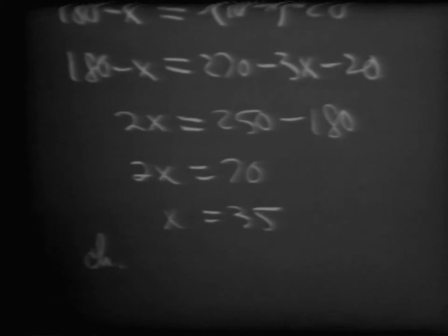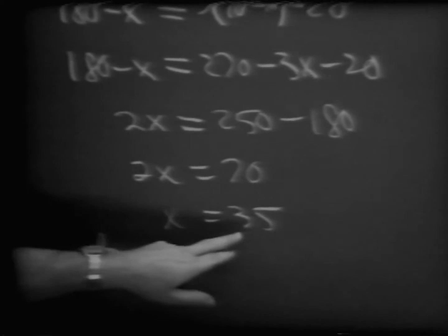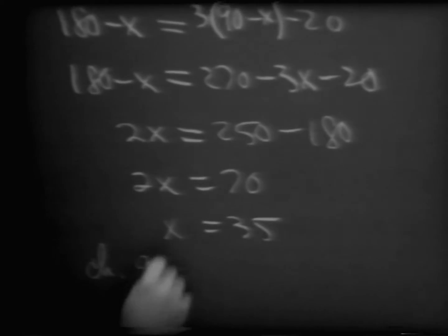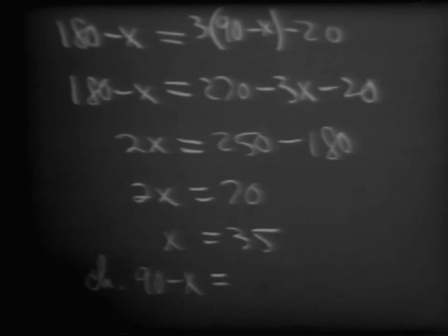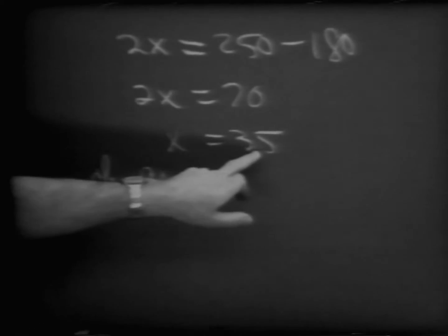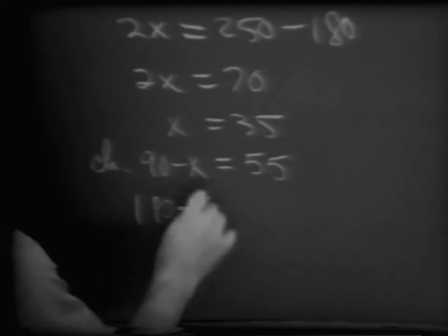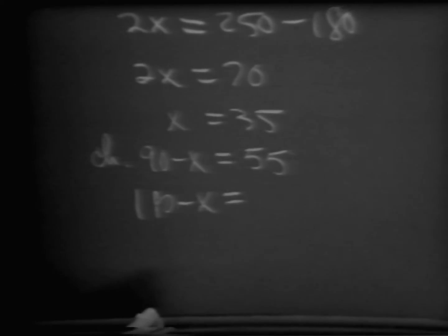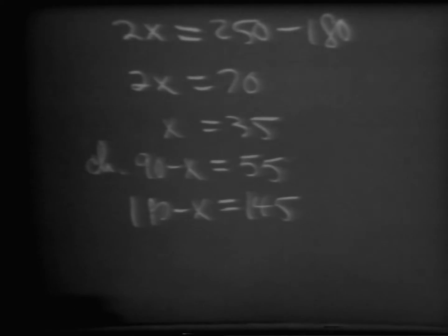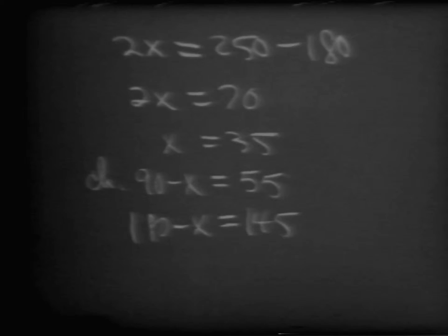Brenda's not quite convinced of this equation. Now, if the number is 35, that's the angle itself, all right? 90 minus x is going to be what number? All right, this is the complement. 90 minus x, if x is 35, 90 minus x is what? 55, all right? And 180 minus x is going to be what number? 145, is that right?